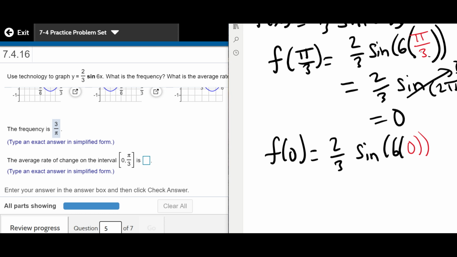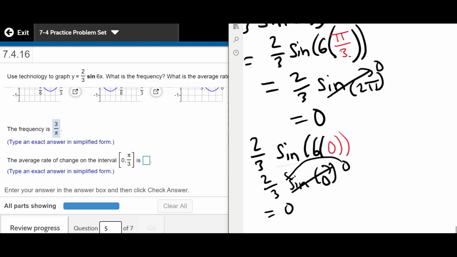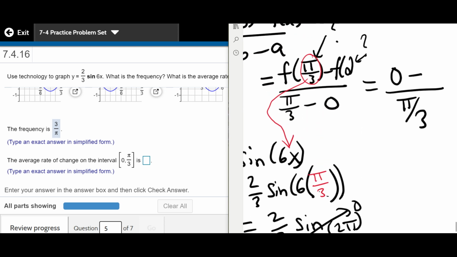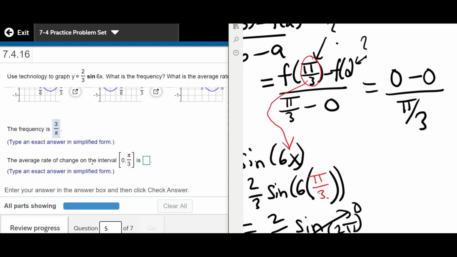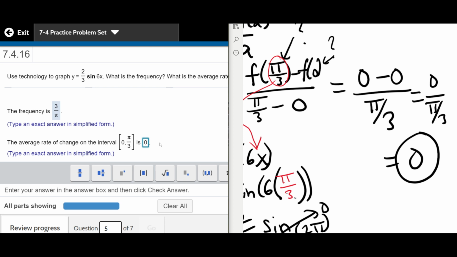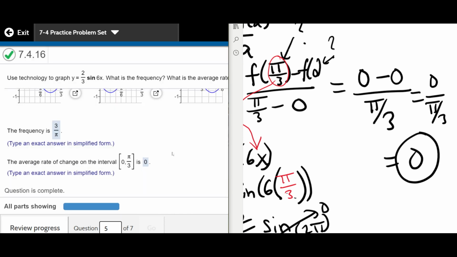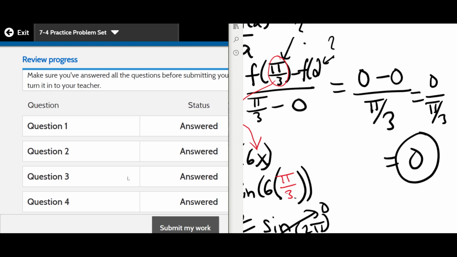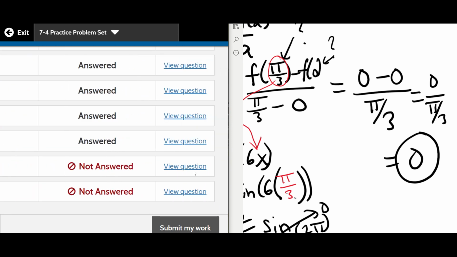All right. So 6 times 0 is 0. So this is going to be 2/3 sine of 0. And sine of 0 is just going to be 0. And 0 times 2/3 is 0. So we got 0 minus 0 in the numerator. And what that means is 0 minus 0 is 0. 0 divided by anything is 0. So my average rate of change is simply 0. All right, that's how you do average rate of change. So let's go ahead and look at another problem.